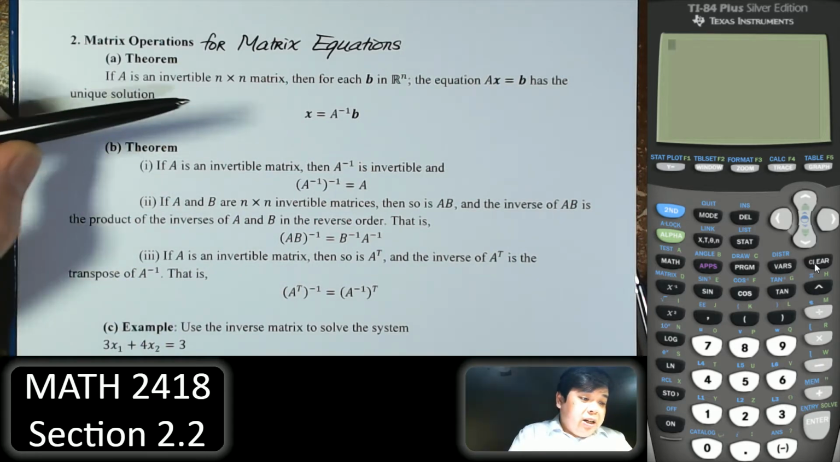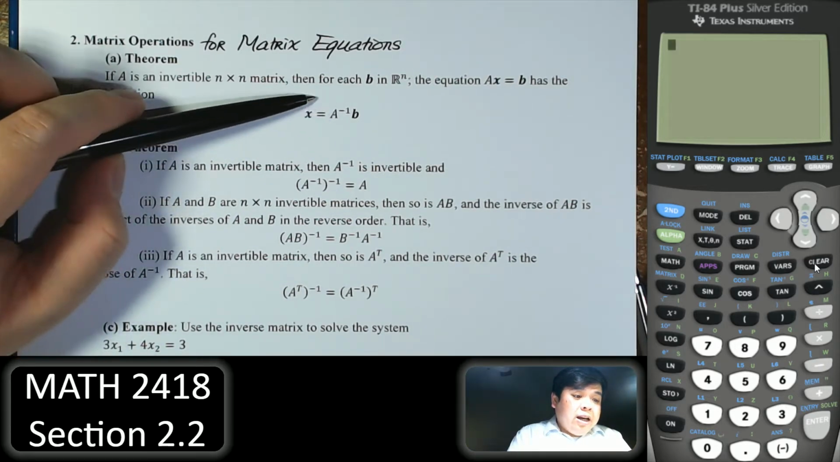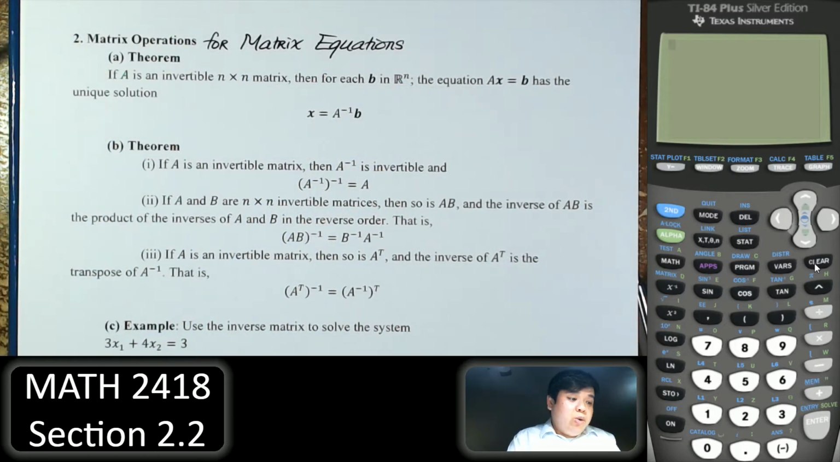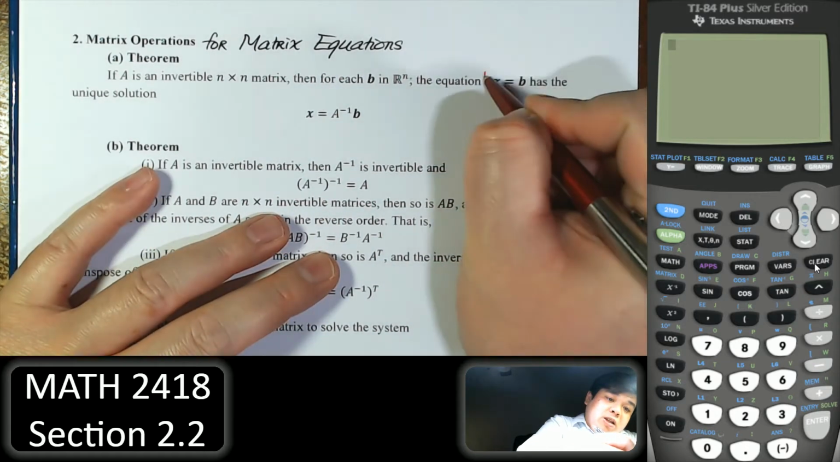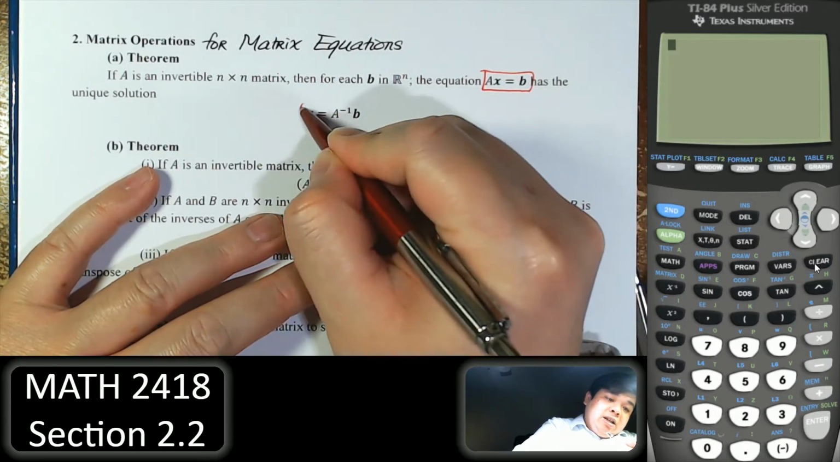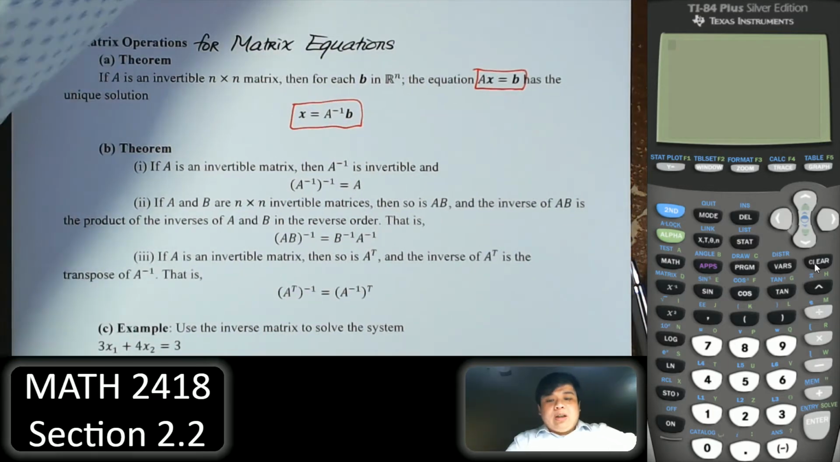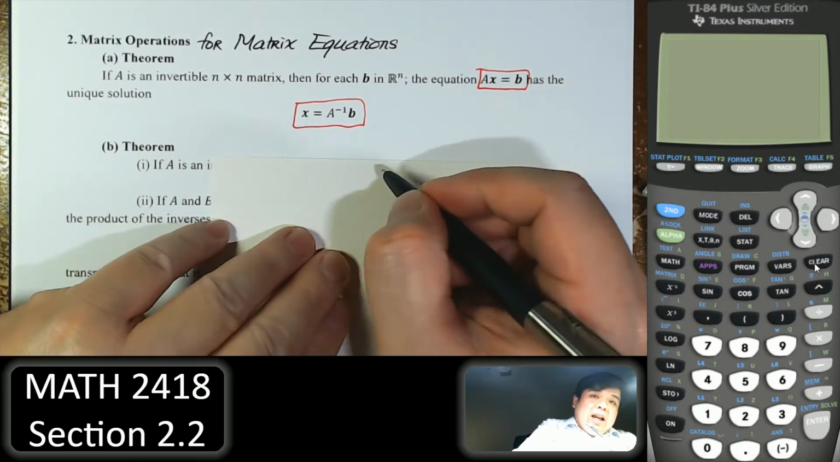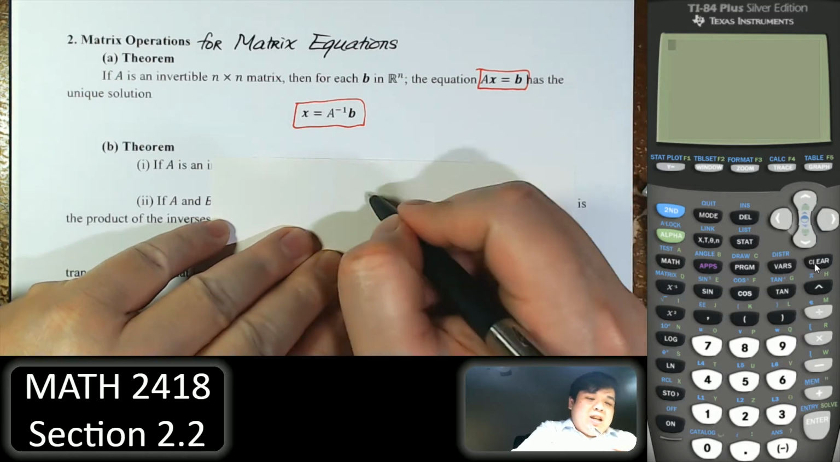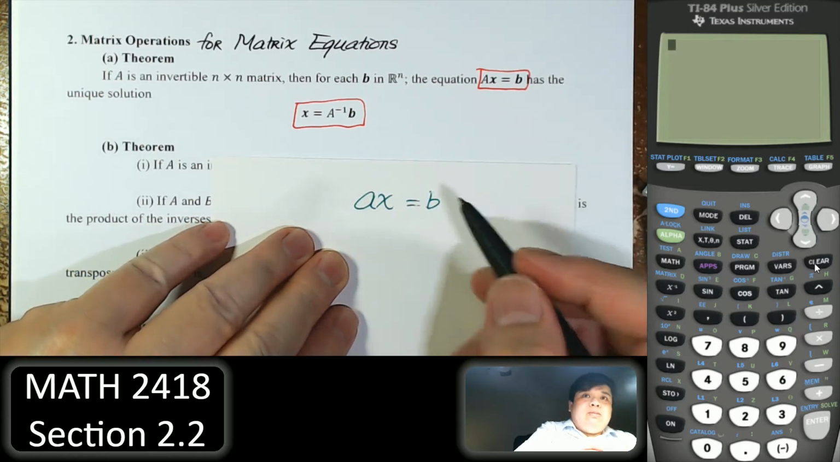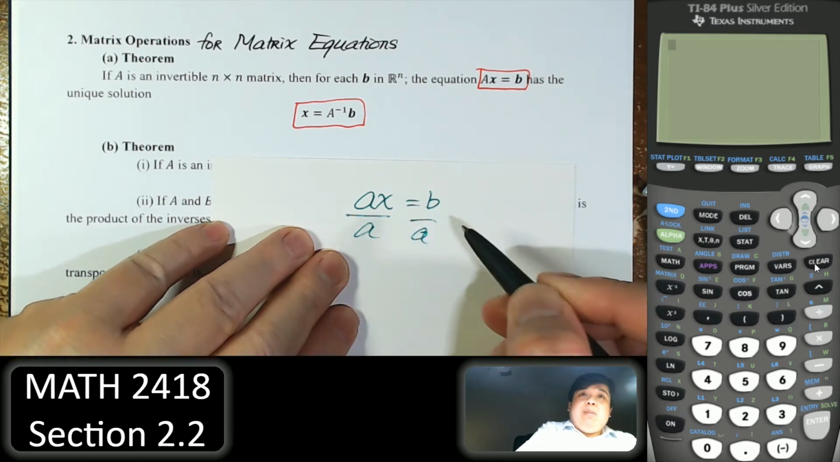If A is an invertible n by n matrix, then for each b in R^n, the equation Ax = b has the unique solution x equal to A inverse b. So this is the equation and this is the solution. Right, so why do we have that? Well, let's say we have numbers and we have Ax equal to b. To solve for x, that's easy: divide by A on both sides.